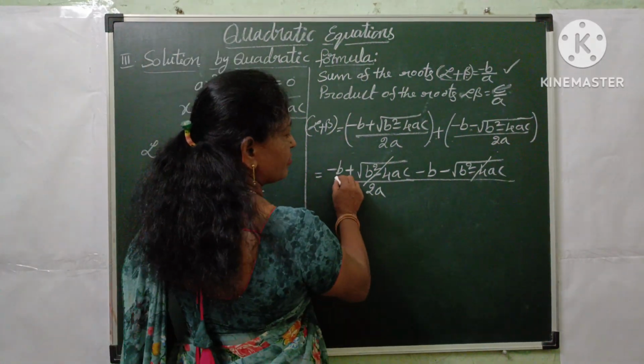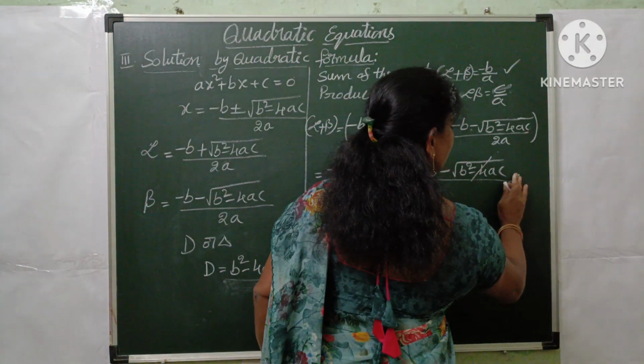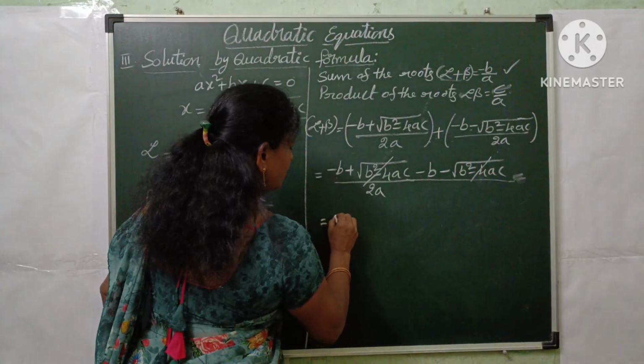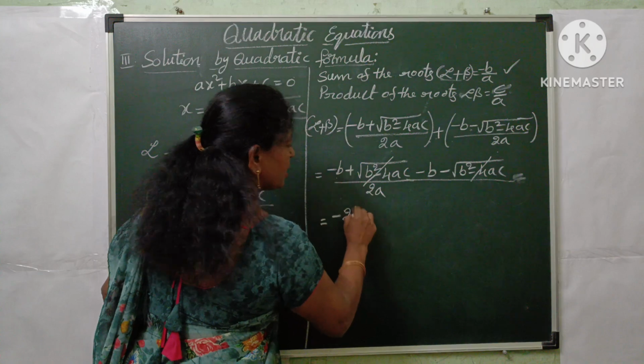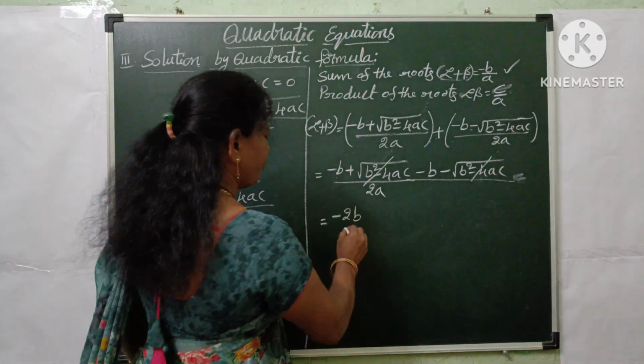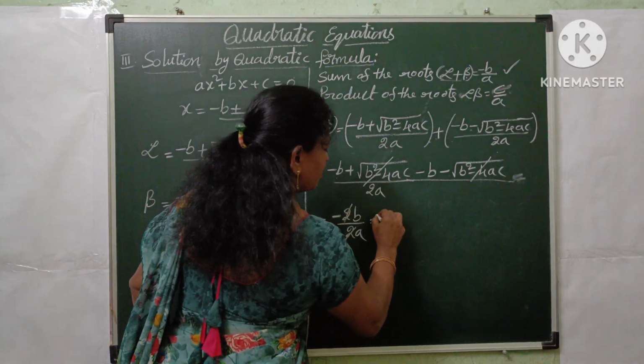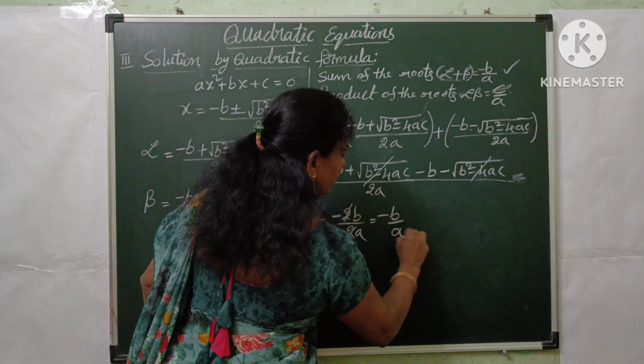Then what is left over? Minus b, minus b here, that is equal to minus 2b. Why? Because same sign, we need to add. And the sign should be carried by 2a. 2 cancels, minus b by a.